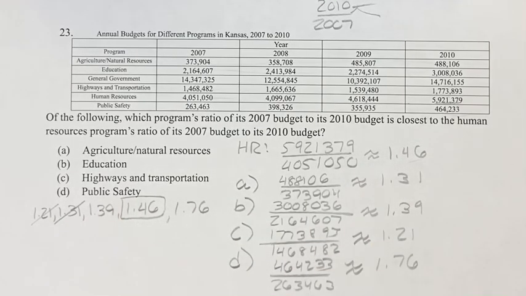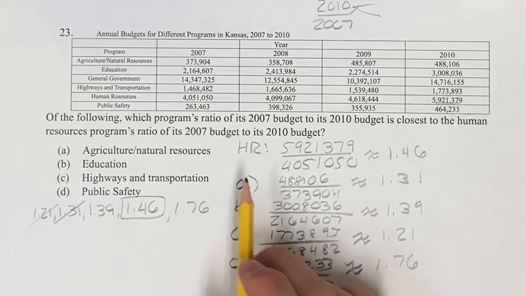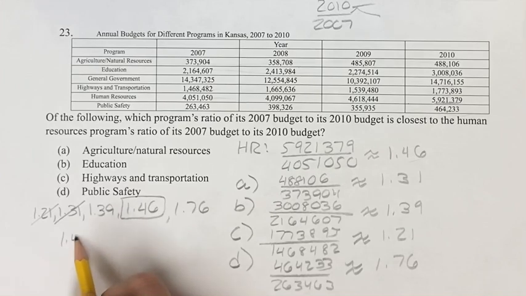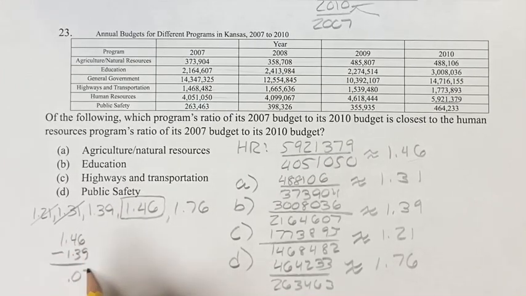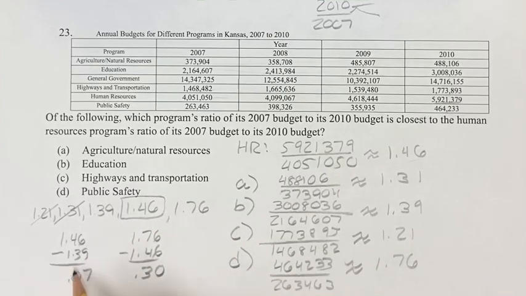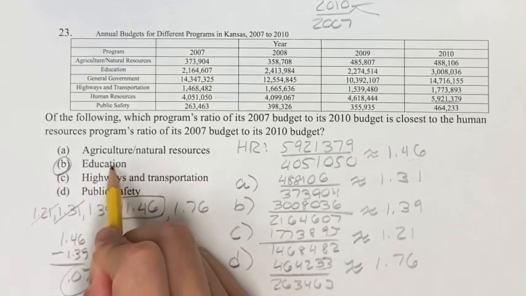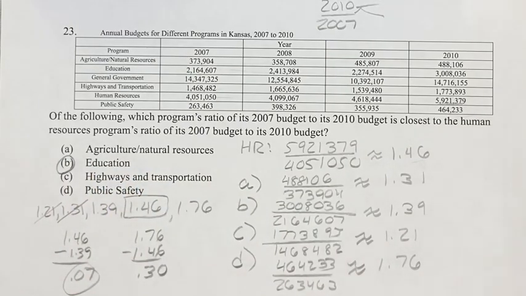So now we just have to do the subtraction twice. We're looking for the closest, so we want the smaller difference. So we have 1.46 minus 1.39. The difference here is 0.07. And then we have 1.76 minus 1.46. The difference here is 0.30. This is the smallest number, which correlates with 1.39, which is B. So answer B, education, has the closest ratio, and that is your final answer.